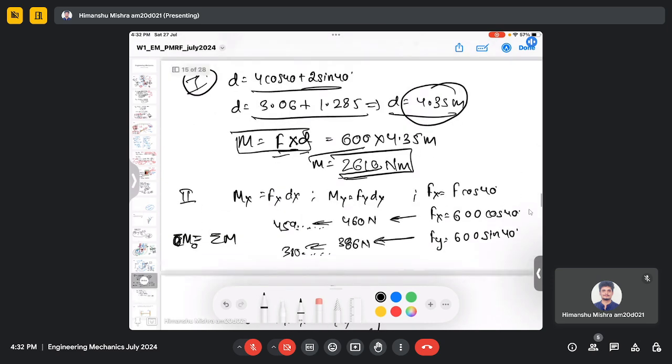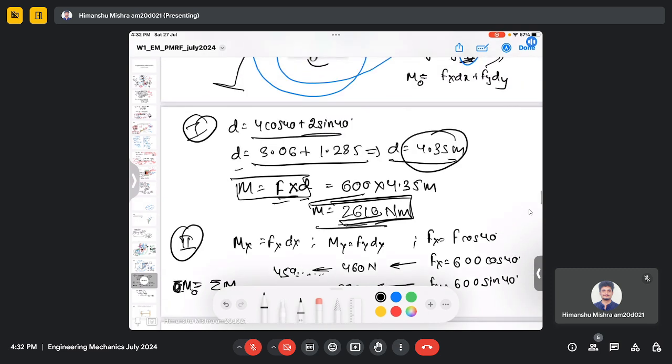So you see that by using another method, the Varignon's theorem, you will arrive at the same moment. In the first case, we directly identified the perpendicular distance of a randomly aligned force. We found that it is a little tricky to calculate the perpendicular distance, but we managed, and we just used the simple formula, force multiplied by perpendicular distance, to calculate the moment.